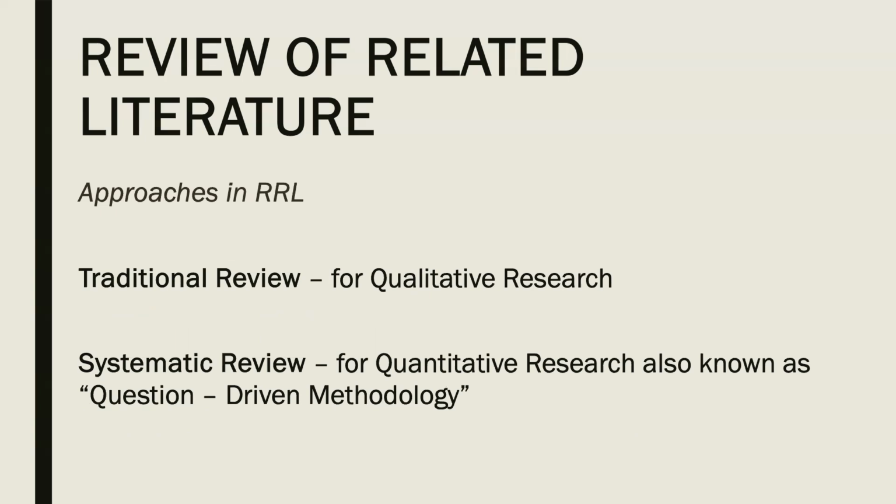Now, usually for qualitative research, since the nature of qualitative research is so flexible, we could just go on with a traditional review, meaning there is no exact form or structure that you follow. It's primarily on the researcher's or the proponent's preference and how he or she is going to arrange or organize her literature. But if you are doing a quantitative research, then a systematic review is very much appropriate. So this is known as a question-driven methodology because you structure your review of related literature according to your objectives. So you anchor it first with your general goal, and then you arrange or structure your literature layout depending on how you also presented your specific objectives in the study.